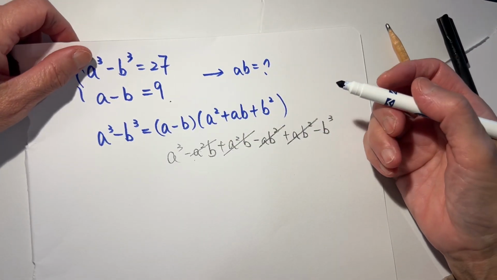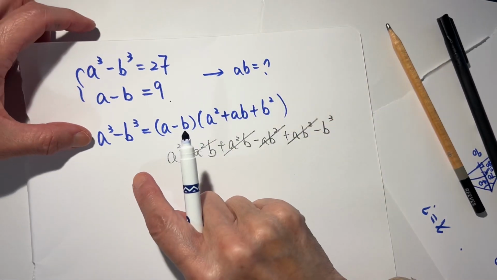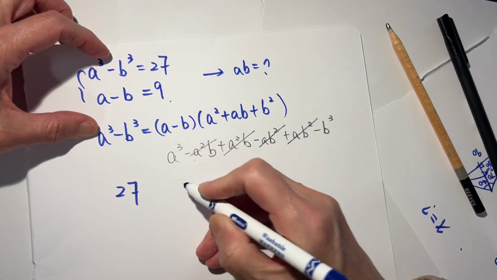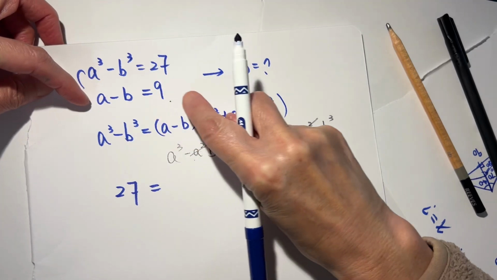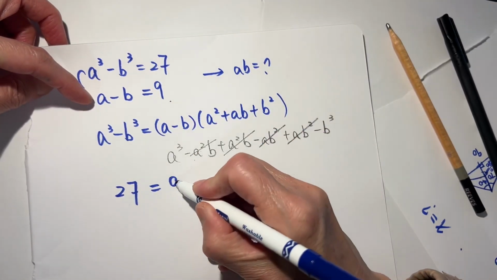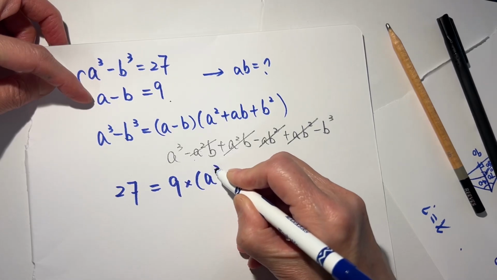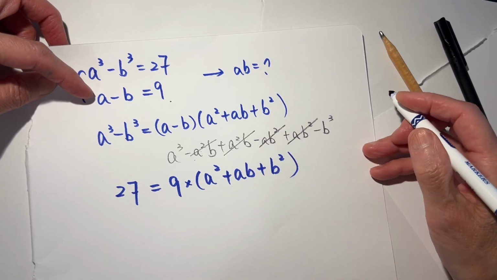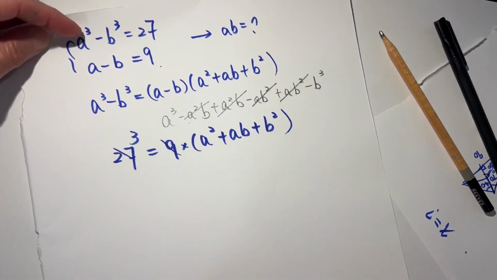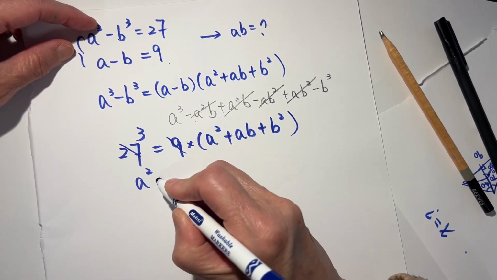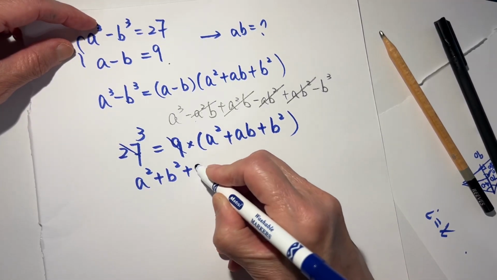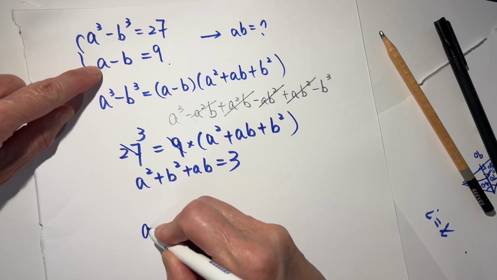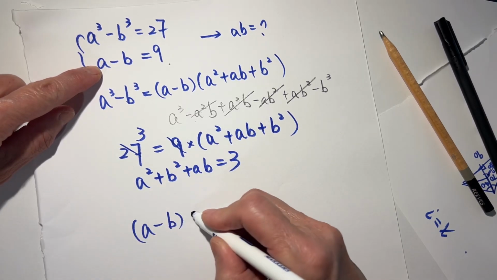Okay, so we got this, and a cube minus b cube is 27 equals a minus b, which is 9, times a square plus ab plus b square, right? Divided by 9, this is 3, so a square plus b square plus ab is 3. We got this. And a minus b equal to 9.